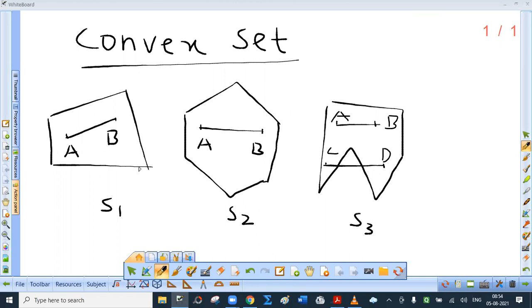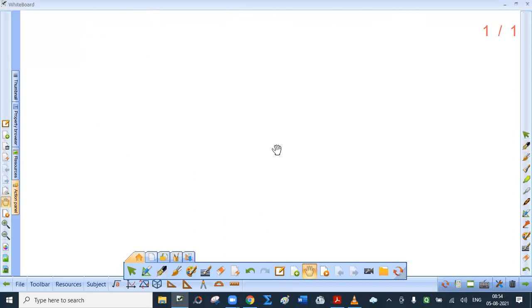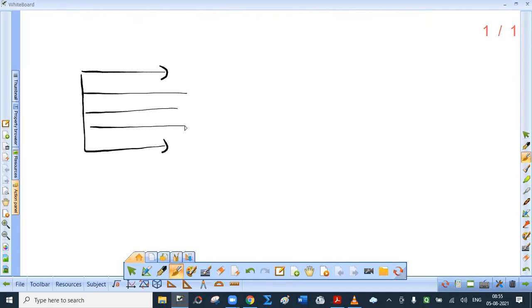Now here you can see that the polygonal regions S1 and S2 are convex sets, but the region S3 is not a convex set. Note that convex sets may be bounded or unbounded. Here S1 and S2 are bounded, but here you will notice that this is an unbounded convex set. Okay, so this is about convex set.